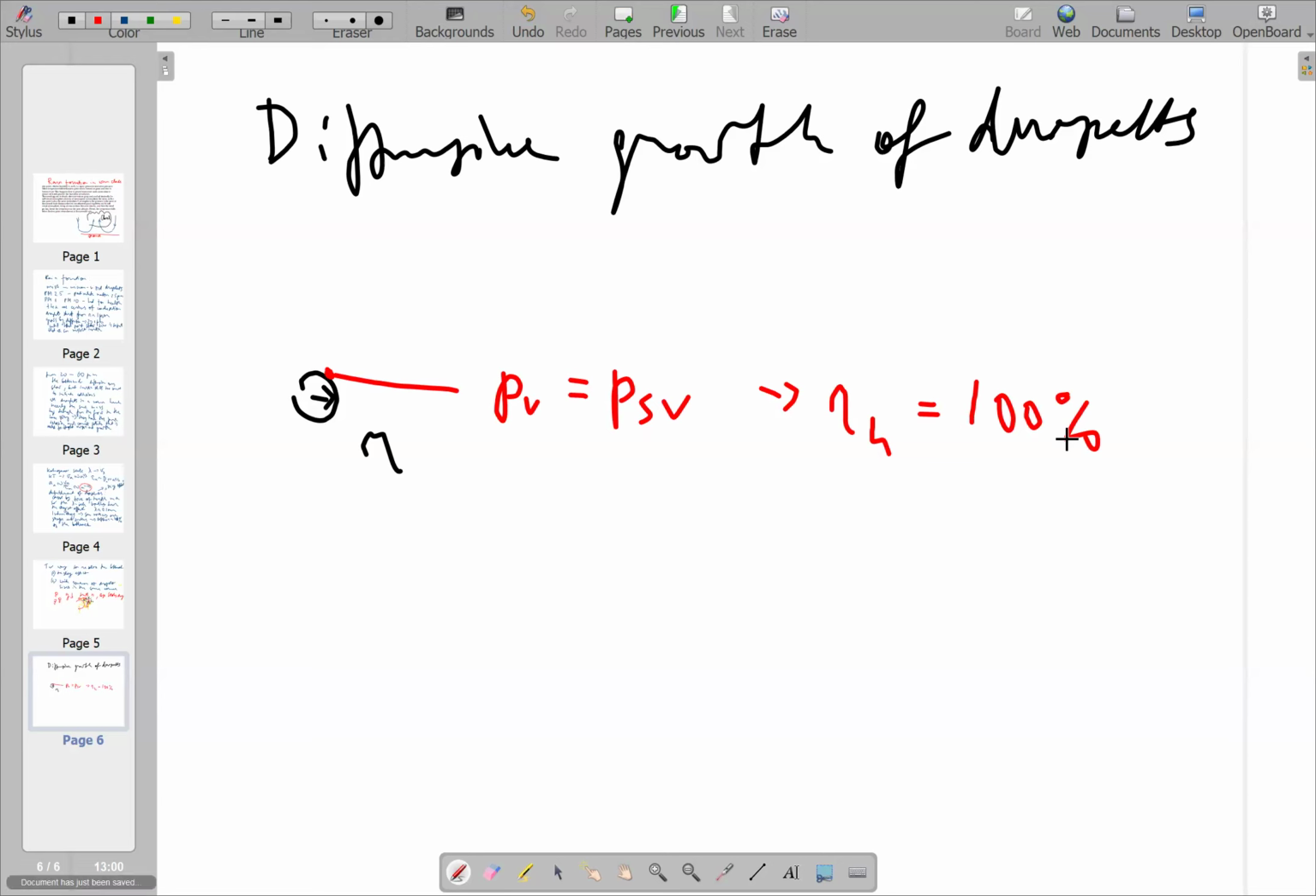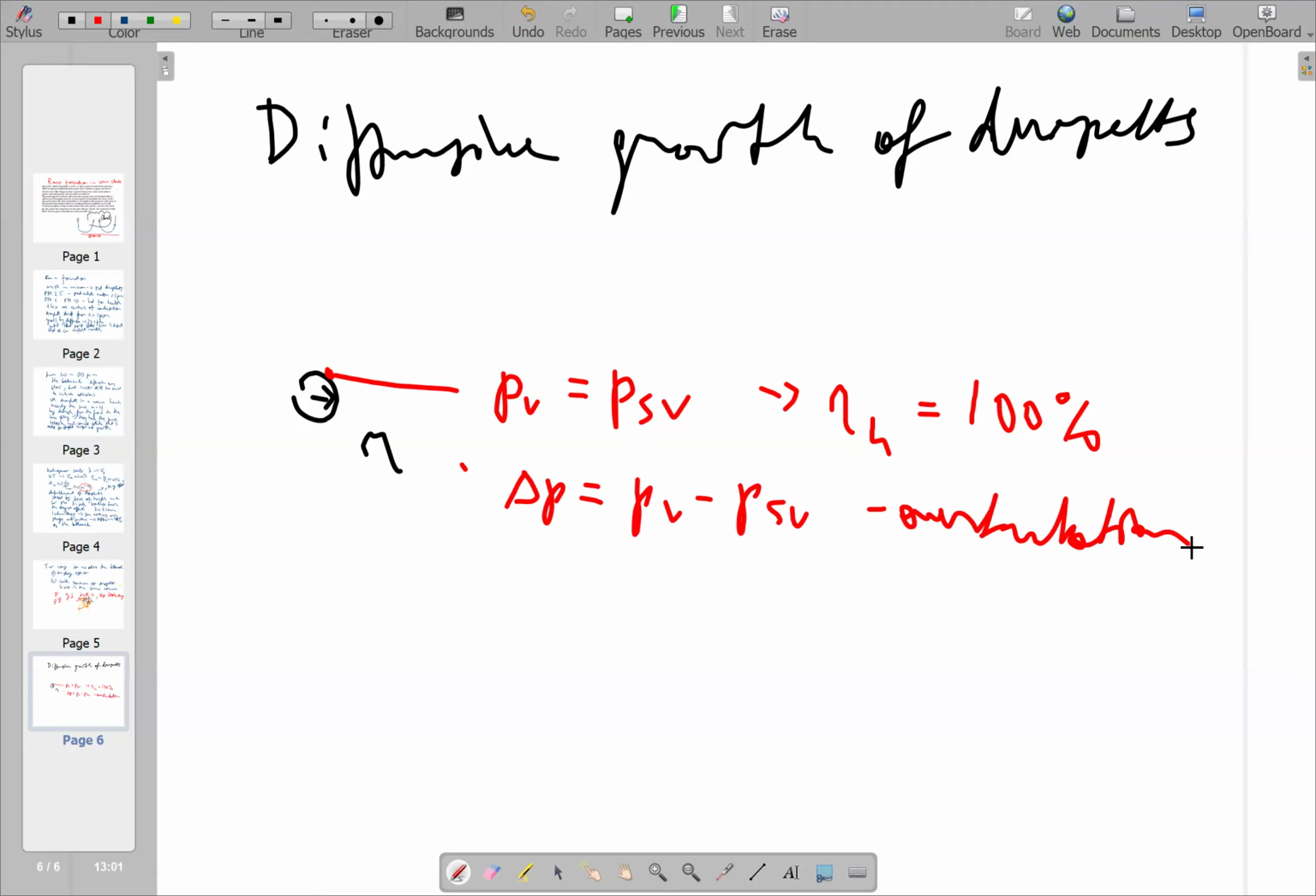Because they are just in contact at the surface. But the story is different here. If we have a droplet close, we have some oversaturation. So we have some delta P. Delta P is defined now as P_V minus P saturation. This is called oversaturation.